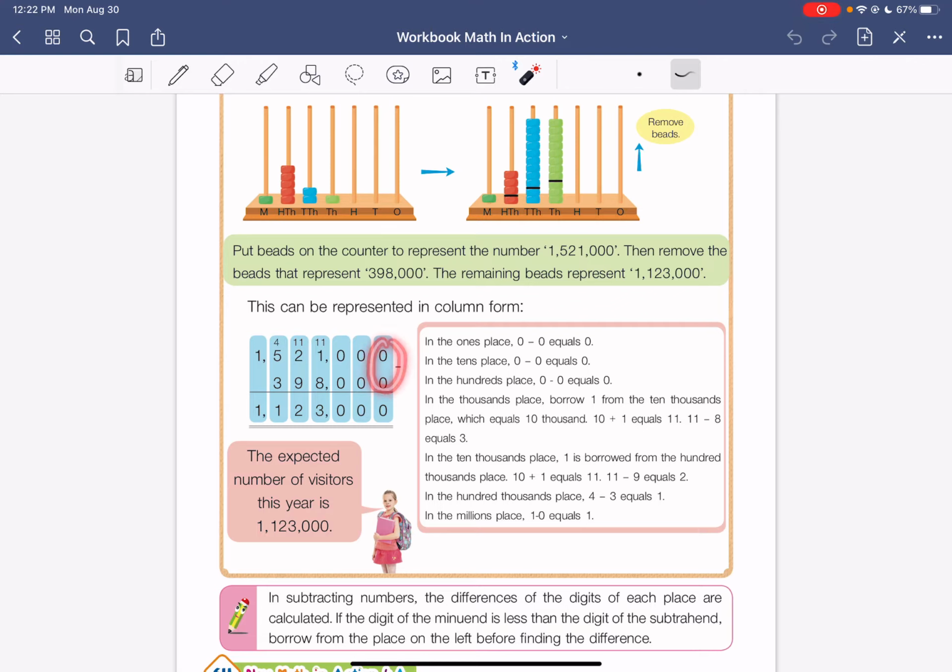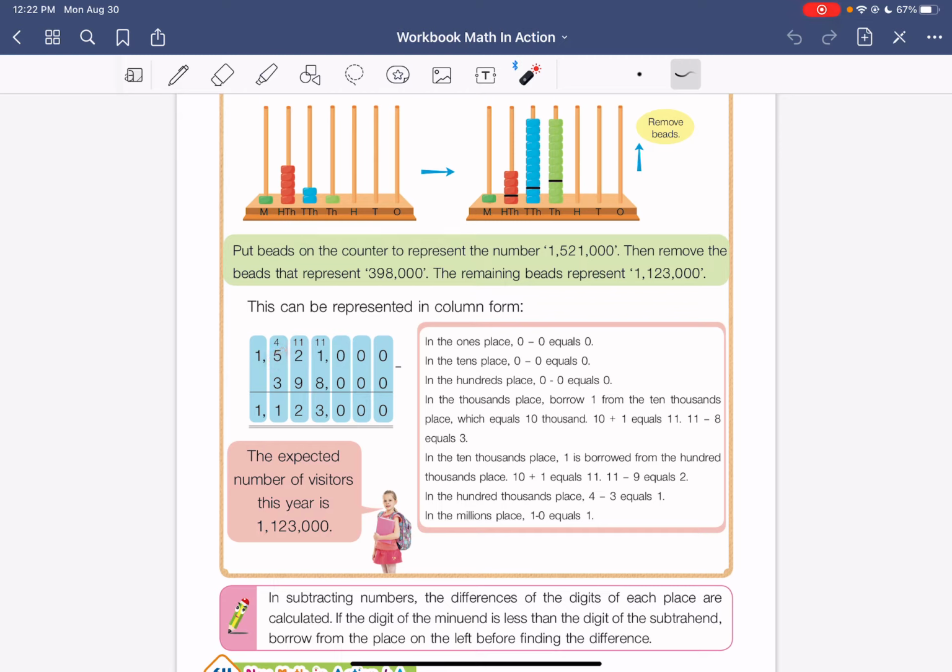So 0 minus 0 is 0. 0 minus 0 is 0. 0 minus 0 is 0. What happened? We had to borrow from the 12, right? So this becomes 11, and this becomes 11. So 11 minus 8 is 3. This becomes 11. 11 minus 9 is 2.